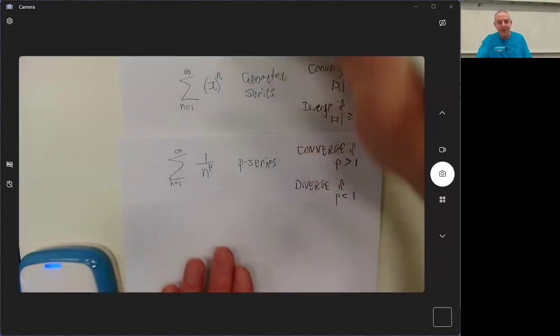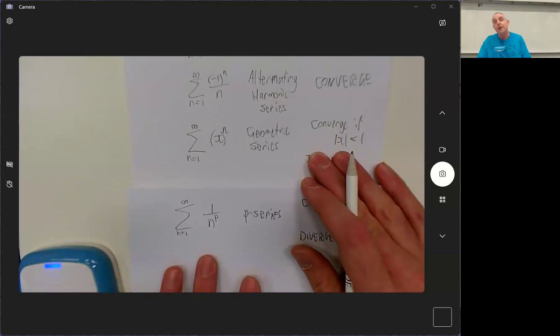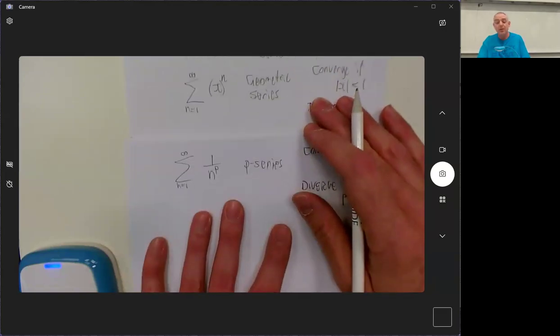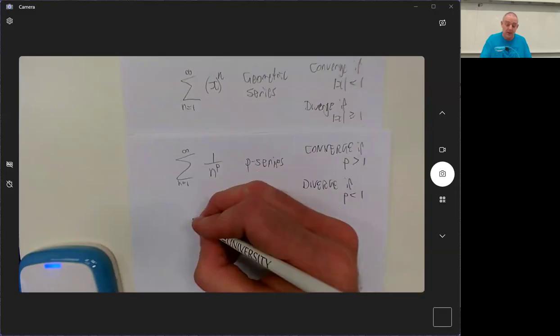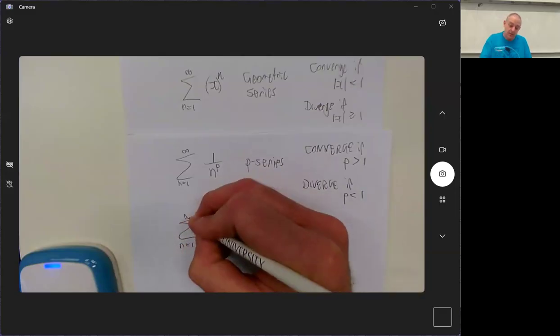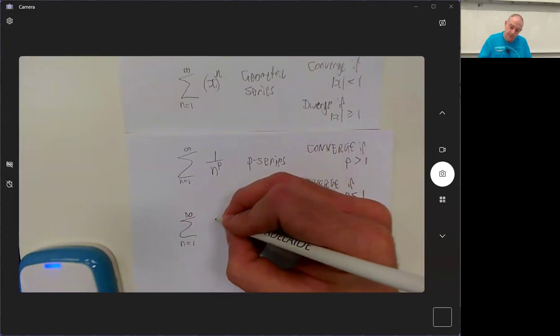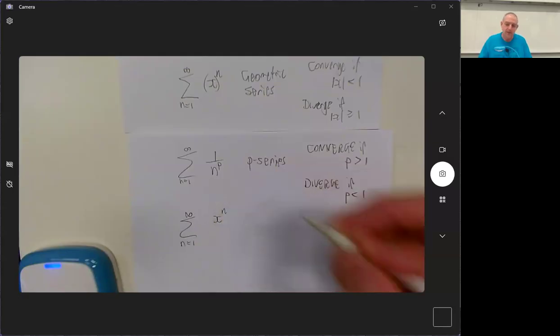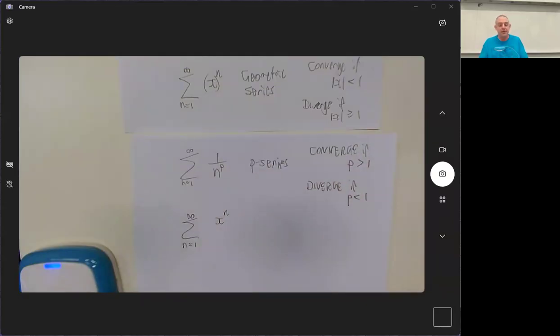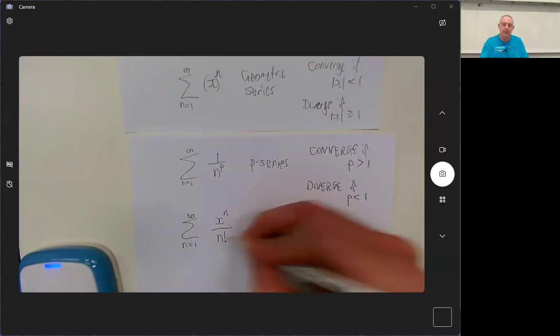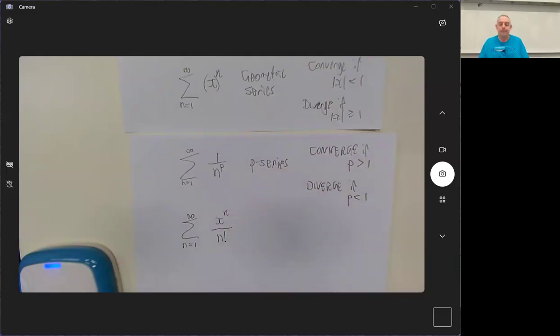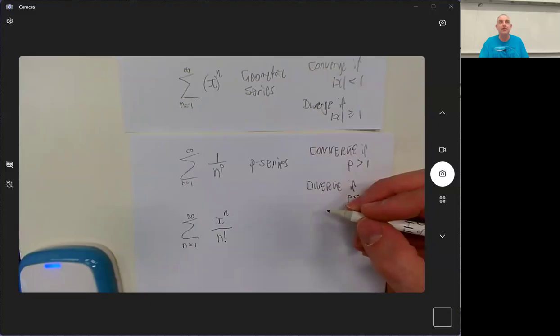So, these are the classics, and there are two more that came later, but it's worth putting them in the list of series you're supposed to recognise. So it looks like a geometric series, except that you divide by n factorial. And this is the Maclaurin series for e to the x.